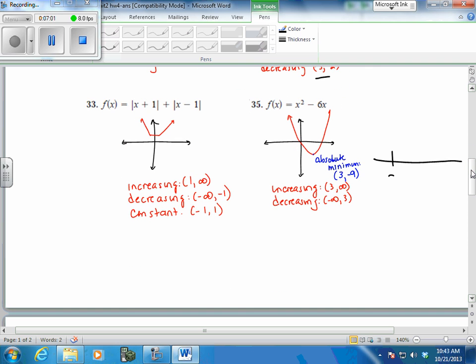This one, 33, was a little different. It had a decreasing, a constant, and an increasing. I'm decreasing to here, so decreasing from negative infinity to negative 1, and you can find that point right there. Then you have a constant from negative 1 to positive 1. It is neither decreasing nor increasing. It stays constant. The value of y is not changing. And then increasing from 1 to infinity.